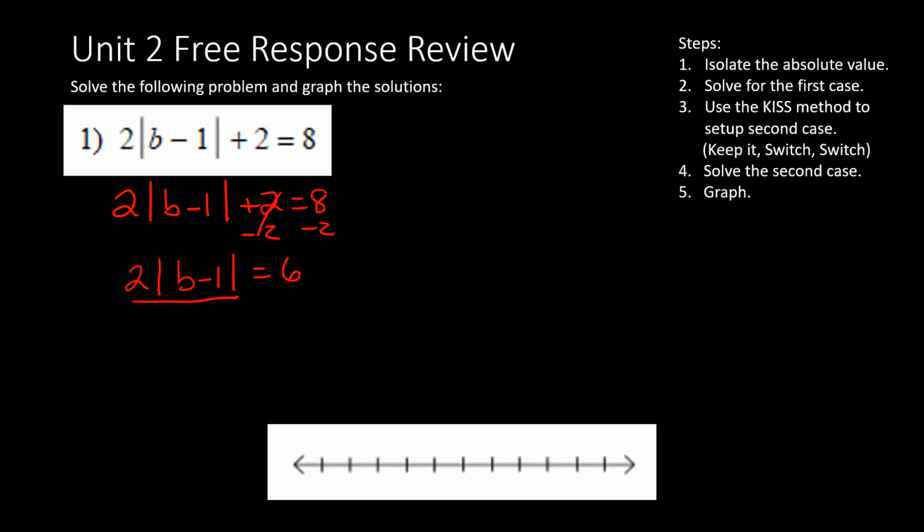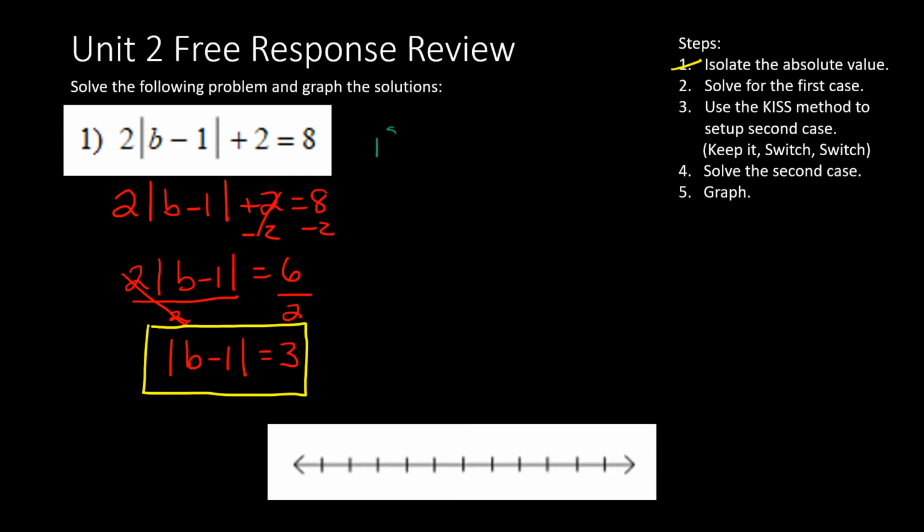I'll then want to divide both sides by 2. And so we'll get the absolute value of b minus 1 is equal to 3. And I'm going to go ahead and box this in yellow here because this is our isolated absolute value, and that's super important. And we're going to use this to solve our two cases, right?